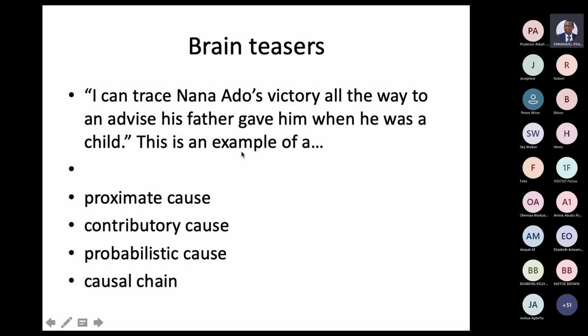Okay, so let's do a little exercise. I can trace Ronaldo's victory all the way to advice his father gave him when he was a child. This is an example of what? Anyone?